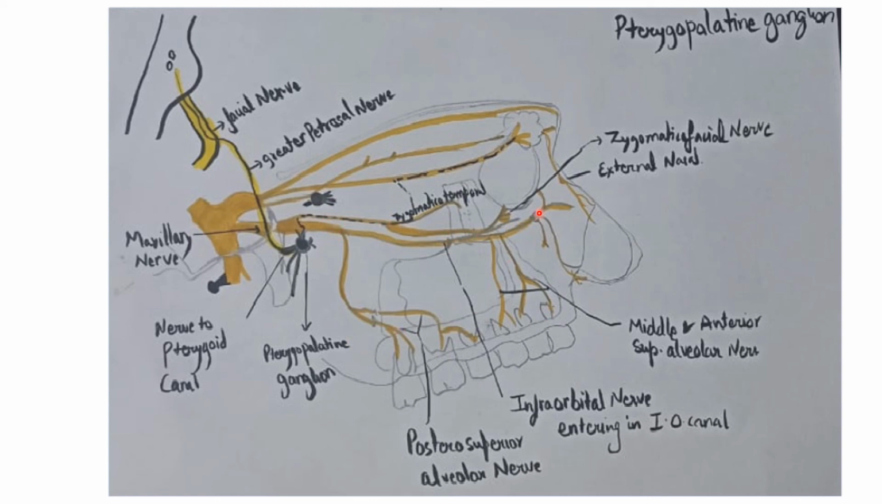First is the orbital branch, which enters through the inferior orbital fissure, right, and supplies the periosteum of the orbit, orbitalis muscle, mucous membrane of the sphenoid, and posterior ethmoidal sinus.